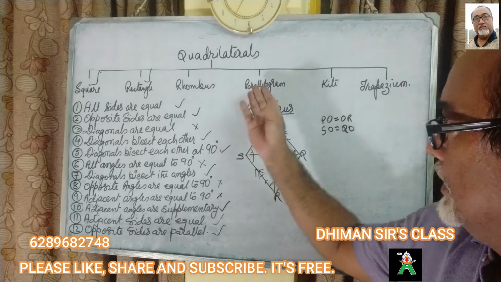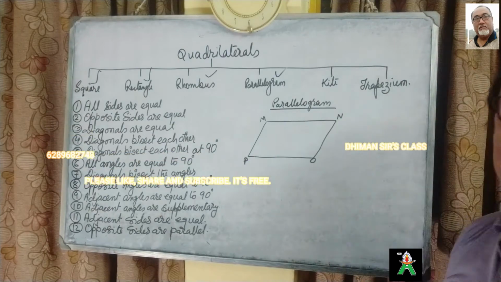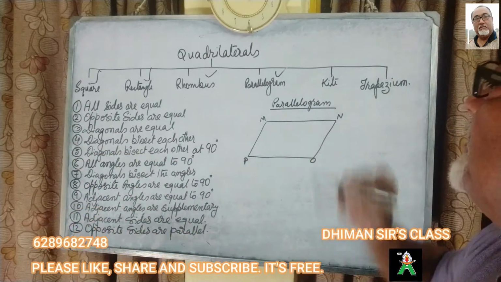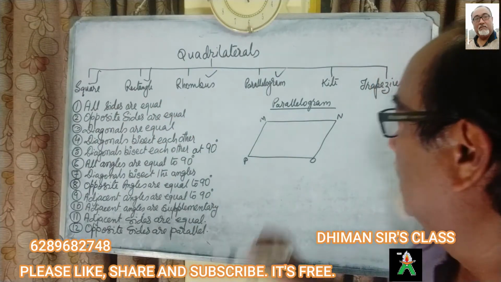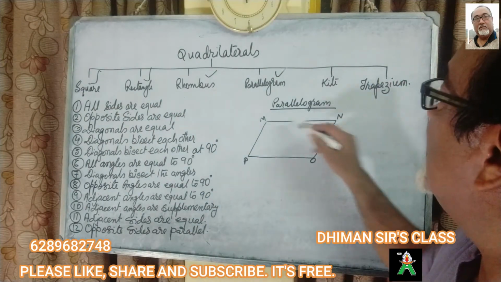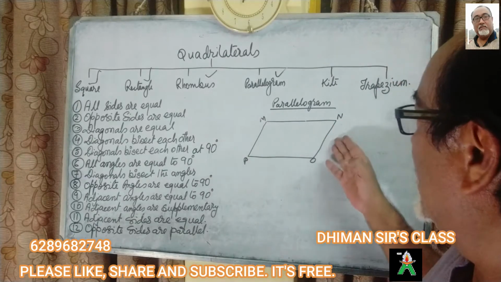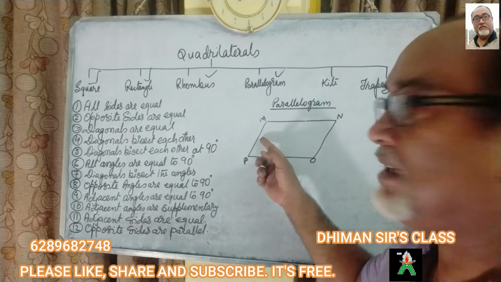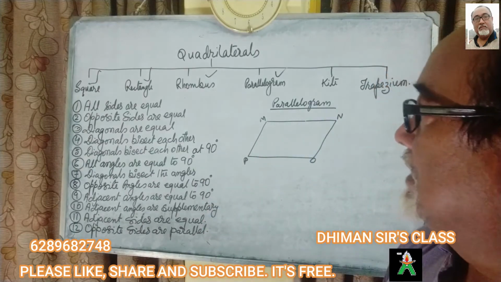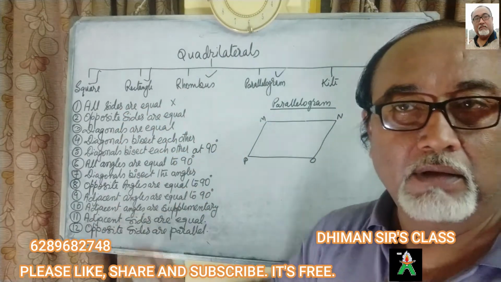Let's move on to parallelogram. Now, see, parallelogram. In case of parallelogram, let us start. All sides are equal. Are these sides, all sides equal? At least, are these two sides equal? No. This is smaller than this. This is bigger than this. Okay. So that means this is not applicable. All sides are not equal.